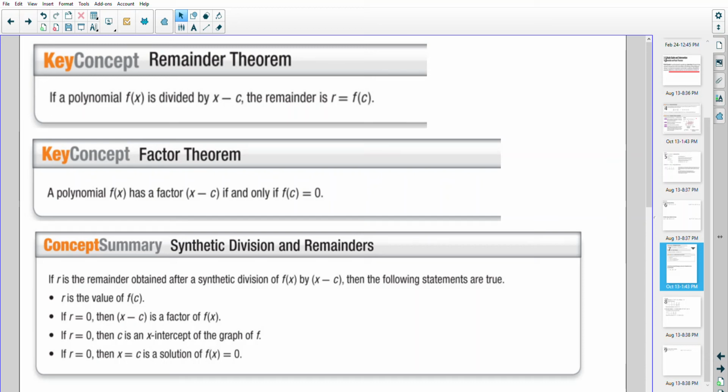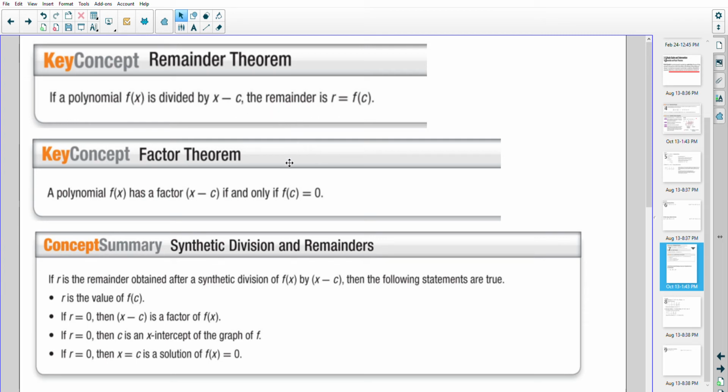When you divide polynomials, you have certain theorems that you can apply, such as the remainder theorem and the factor theorem. The remainder theorem basically says that when you divide a function by a polynomial, then the remainder is equal to f of c, which means basically that you can take the c and plug it in for f of c, and that's going to give you the remainder.